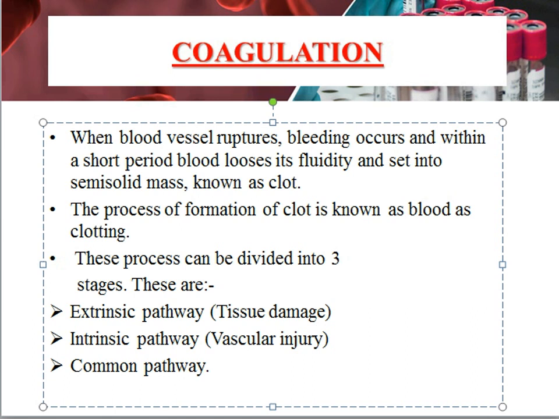When blood vessels rupture, bleeding occurs, and within a short period the blood loses its fluidity and sets into a semi-solid mass, which is known as a clot. The process of formation of a clot is known as blood clotting. The process is divided into three stages. First is the extrinsic pathway, which is tissue damage. Second, the intrinsic pathway, meaning vascular injury. And third is the common pathway.